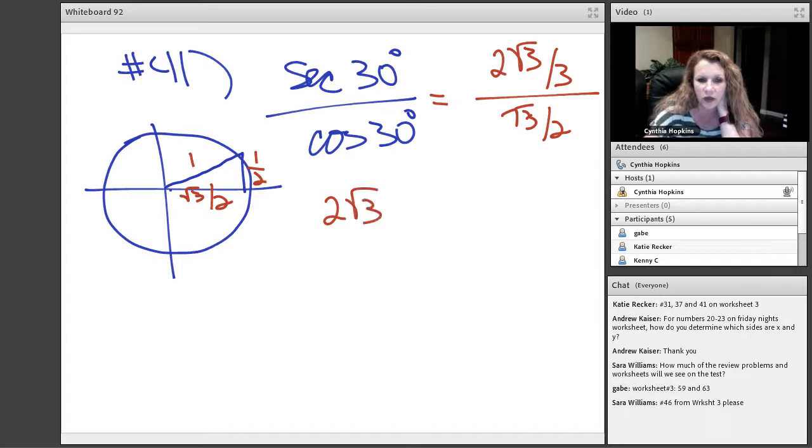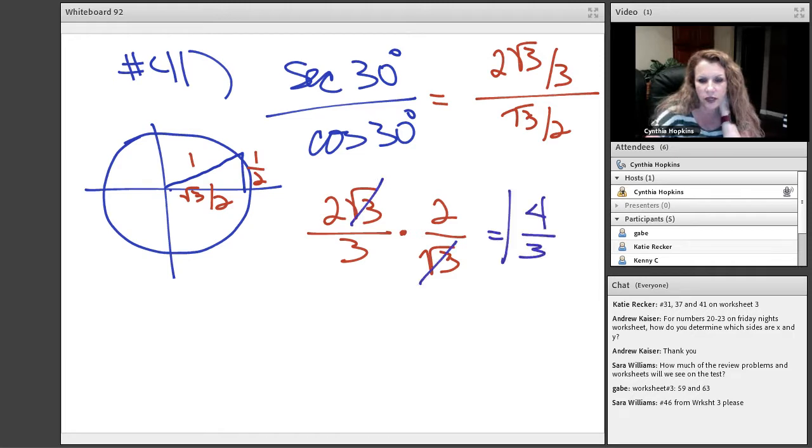Now I'm going to simplify that. If I take my numerator, 2 rad 3 over 3, and then instead of saying divided by rad 3 over 2, I'm going to say multiplied by its reciprocal. And I'm purposely not going to rationalize that. Can you see that your rad 3's are going to cancel? And I get 4 in the numerator, 3 in the denominator, and that's my answer.